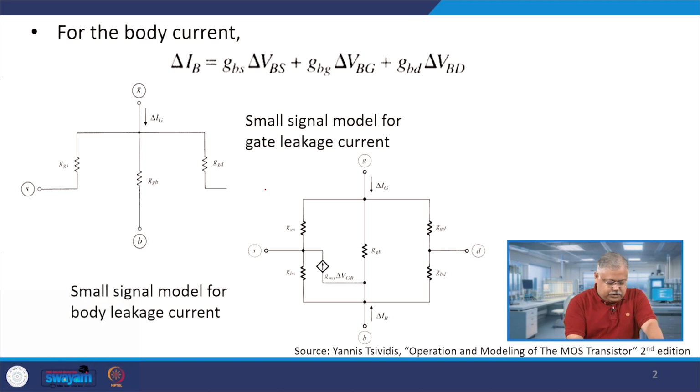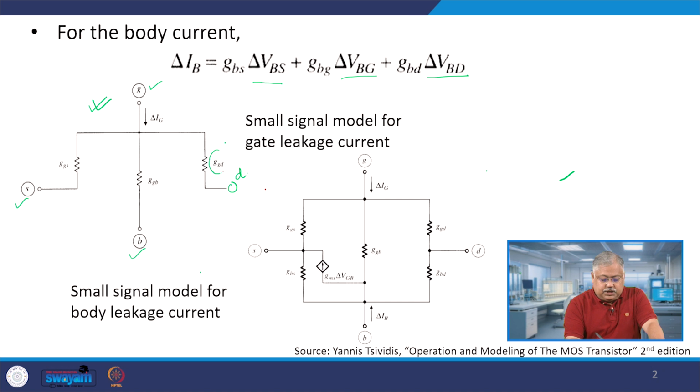For the body current, we have seen in the previous lecture that the body current depends on factors which are the change in the bulk to source, the change in the bulk to gate, and the change in the bulk to drain. If you look at the figure on the left-hand side, there are 4 terminals: gate, source, bulk, and a drain here.